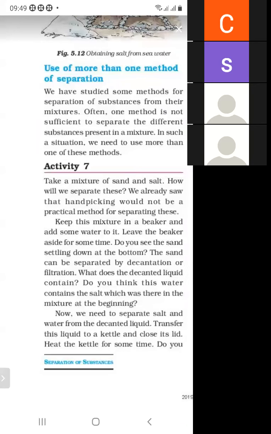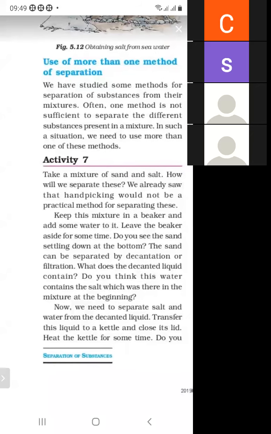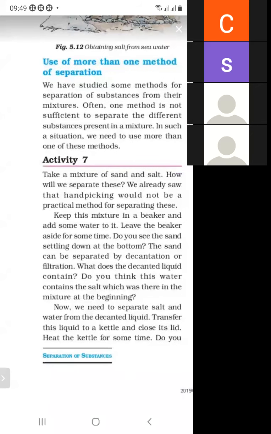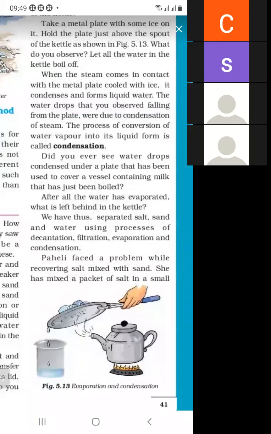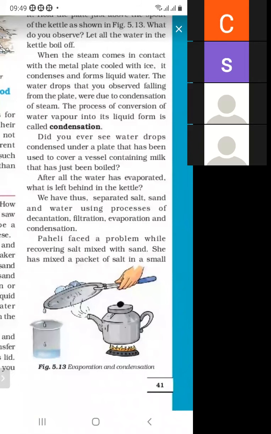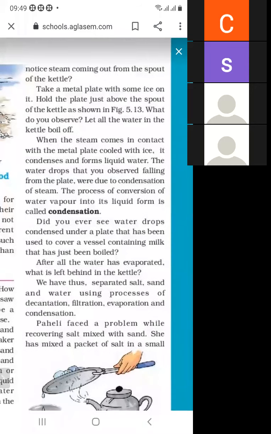And next, now we need to separate sand and salt from the decanting liquid and then transfer this liquid to a kettle and close its lid. The salt solution remains in the liquid, and we will transfer this liquid to a kettle, close it with the lid, and heat the liquid for some time as shown in the figure 5.13.